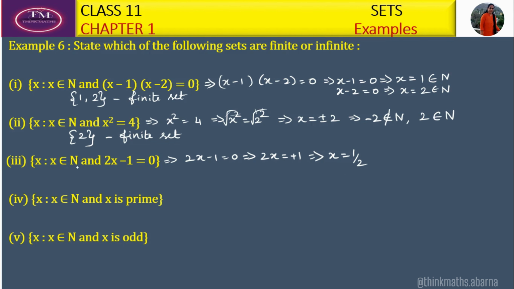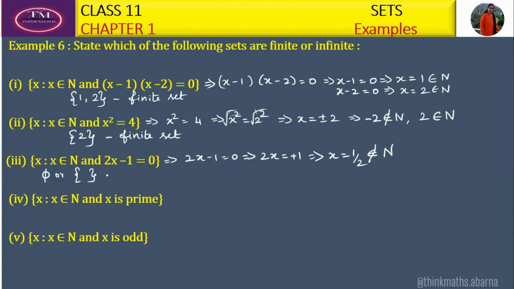Here x belongs to the natural number system. So 1 by 2 does not belong to the natural number system. That is, there is only one solution, but that solution doesn't satisfy the natural number system. So there is no solution. That means this is a null set. We don't have any elements in the set. We can write this as curly brackets with no elements, or we can write it as phi. So this is the denotation for the null set. So this is a null set.